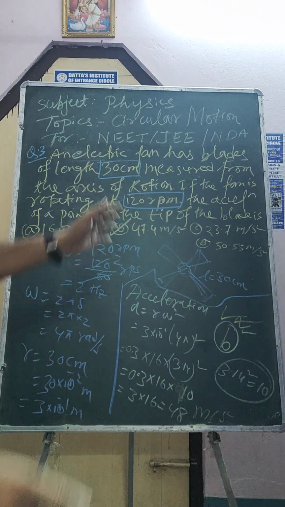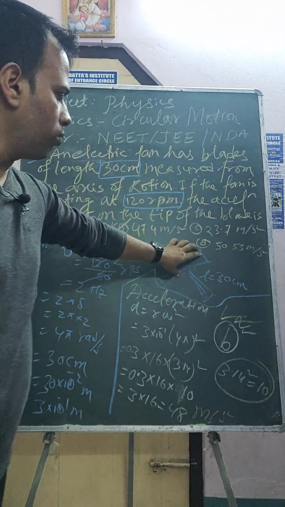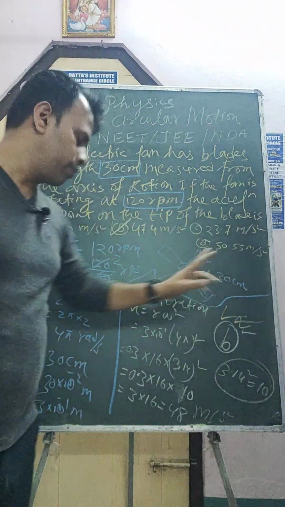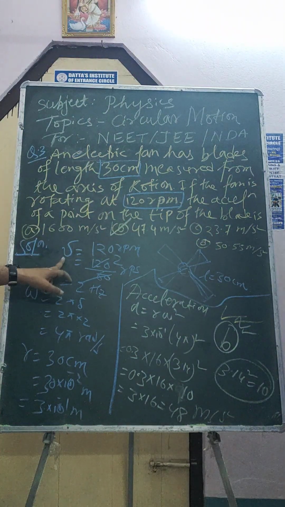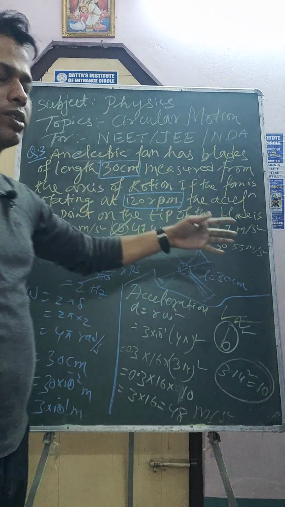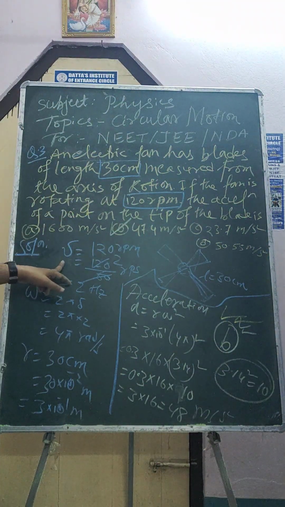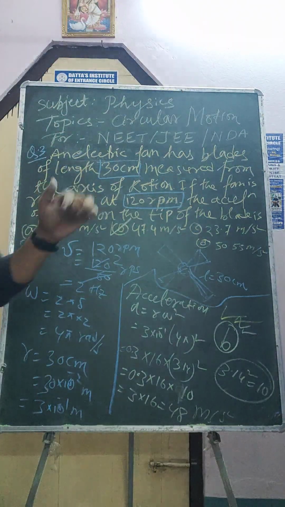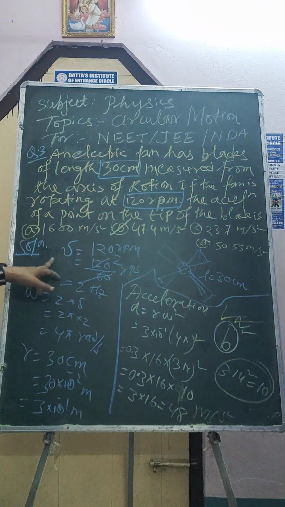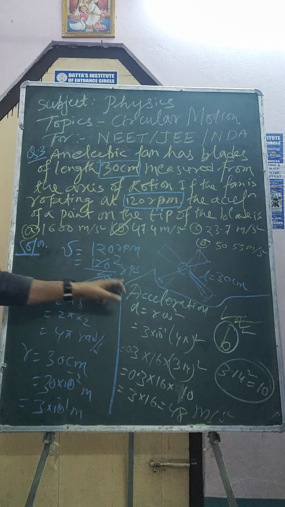So let me explain shortly again in this question. An electric fan has blade length. The length of the blade here is 30 centimeter, and the radius will be 30 centimeter. I convert this 30 centimeter into meter. Here it is given that the fan is rotating at the speed of 120 rotations per minute, that is, every minute the fan is rotating 120 times. So from that I try to find out the frequency of the fan, that is how many times the fan rotates per second. So nu is equal to 120 rpm, that is 120 by 60 rps, and rps is nothing but hertz.